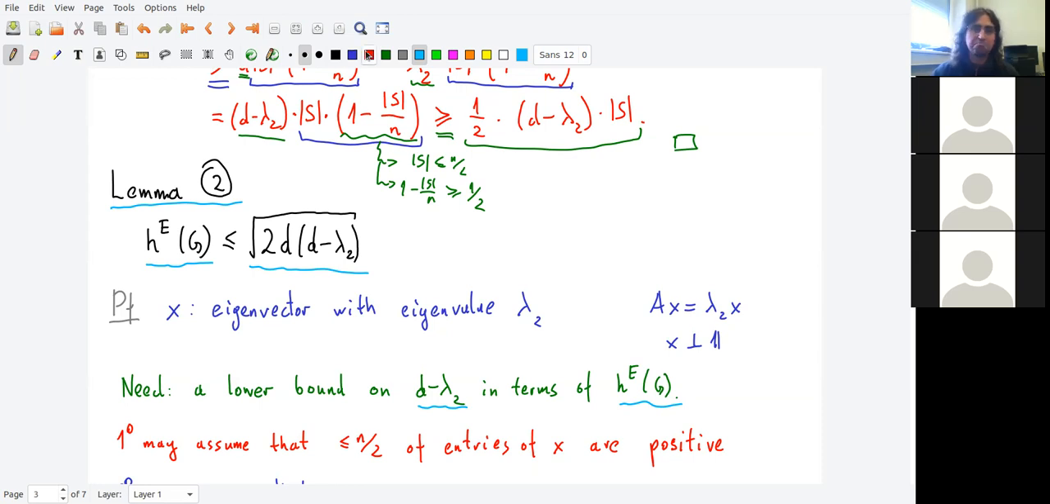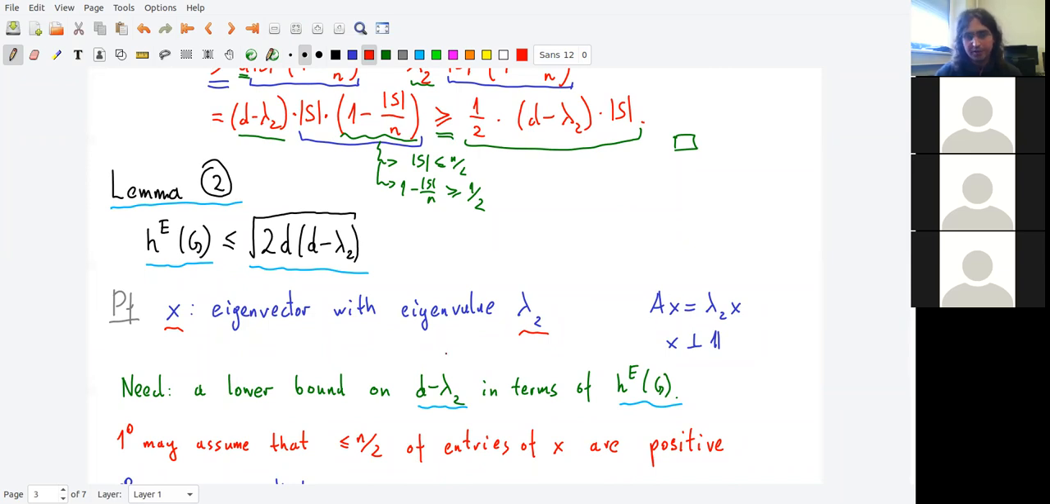We take, say, an eigenvector x corresponding to this eigenvalue lambda 2. And we need to understand, using the fact that all of the sets are expanding a lot, prove that actually lambda 2 must be pretty small, or in other words, d minus lambda 2 is pretty large.